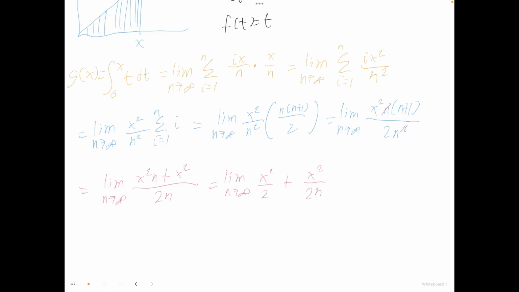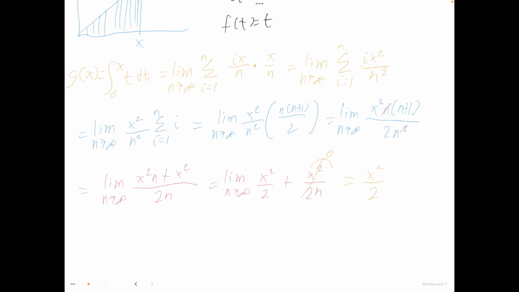And as n goes to infinity, x squared over 2 is just going to go to x squared over 2, but x squared over 2n will go to 0 because 2 times n will get really big, so that piece goes to 0. Because remember, x is fixed. It's just some fixed number that we're looking at the sum going up to that point. So in the limit, we get x squared over 2.